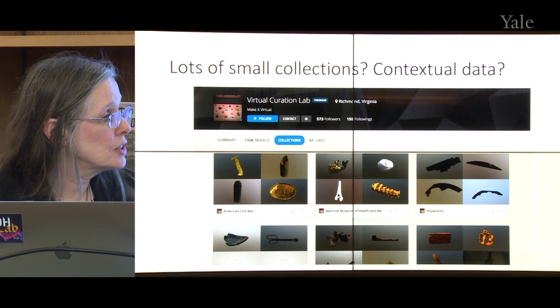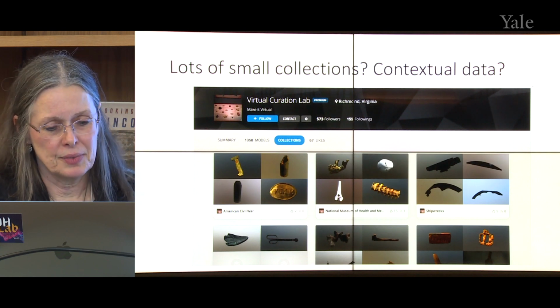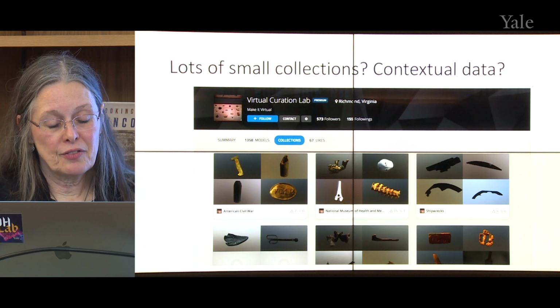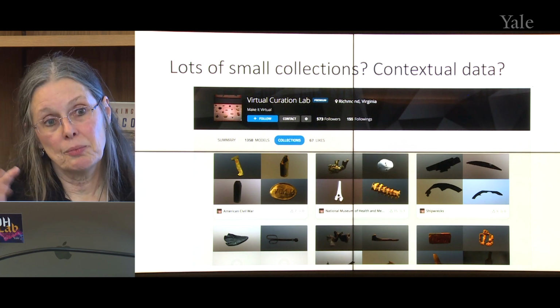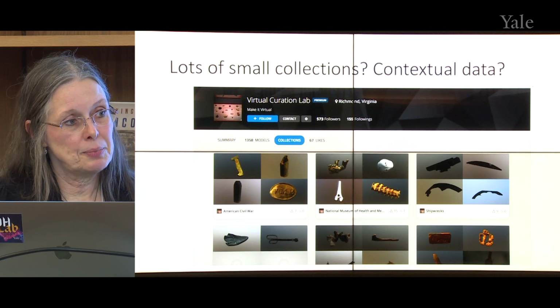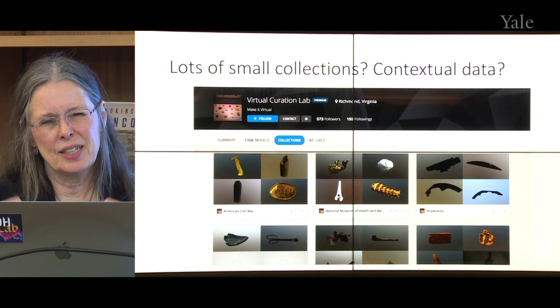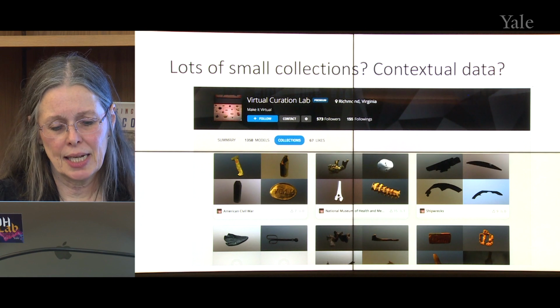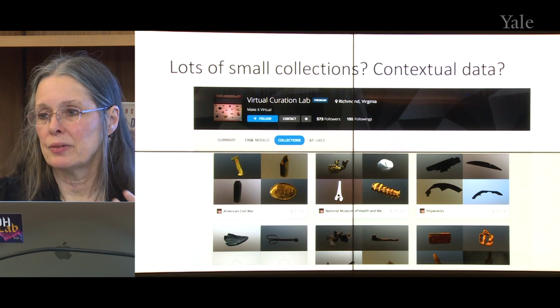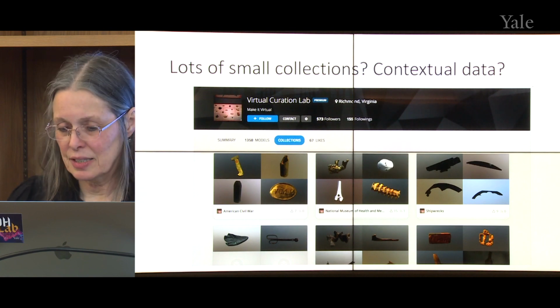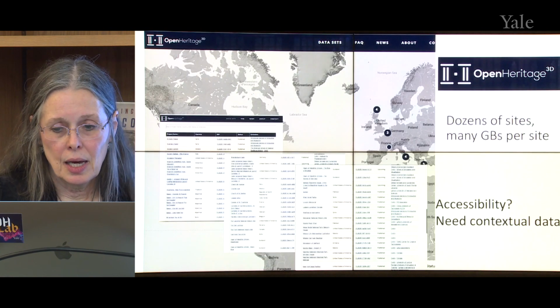And it takes a lot of effort to build this site. This is, I think, Virginia Commonwealth University. But the models there, for the most part, are simplified from what they were originally scanned, just so that they can be displayable at home. And there's very little contextual data. And it's kind of a smattering of stuff from all over. It's not apples to apples kinds of studies that we'd want to do.